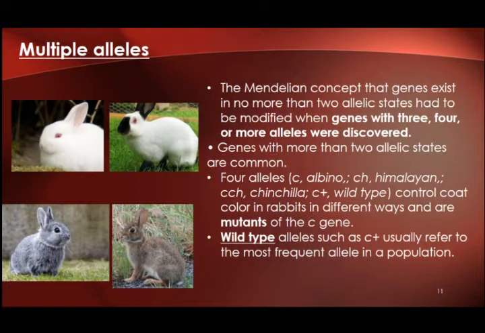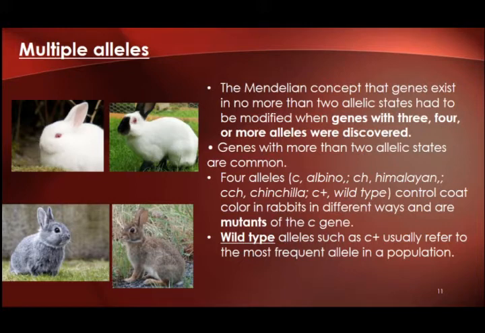Multiple alleles. The Mendelian concept states that genes exist in no more than two states, dominant or recessive, but there are actually more alleles for one gene. The Mendelian concept that genes exist in no more than two alleles had to be modified when genes with 3, 4 or more alleles were discovered. Genes with more than two allelic states are common. For example, in the fur color of the rabbit, you have 4 alleles controlling that same phenotype: albino, Himalayan, chinchilla, and wild type.